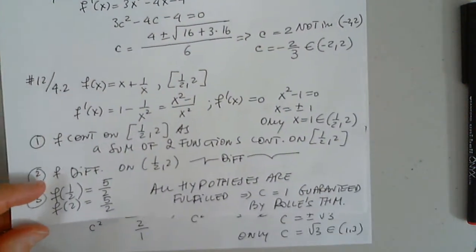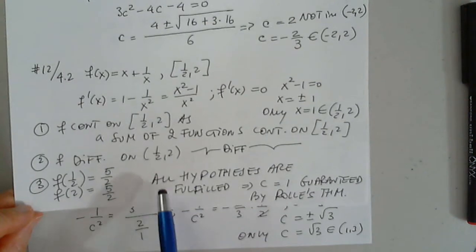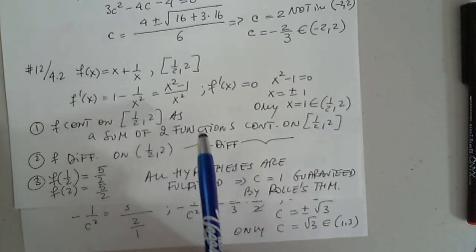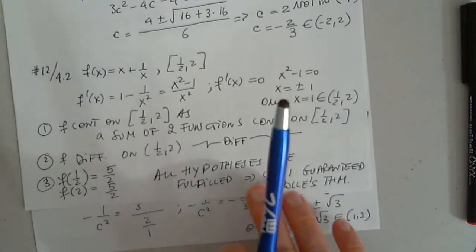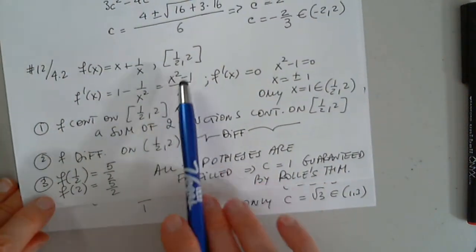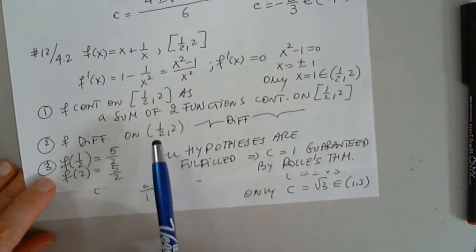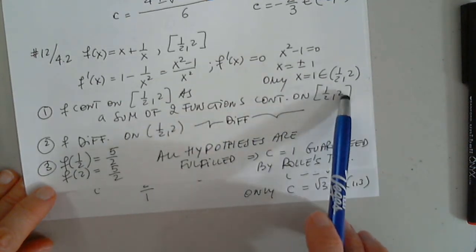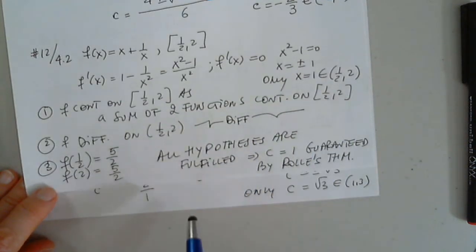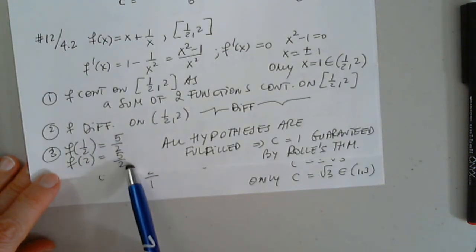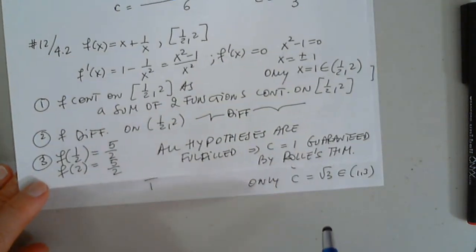And the next one, the same. We were asked to use Rolle's theorem to find c guaranteed by Rolle's theorem, and it's continuous on the closed interval 1/2, 2. It's differentiable at least on the open interval 1/2, 2, as functions that are continuous and differentiable on that interval. And f of 1/2 is 5/2 and f of 2 is 5/2, so all hypotheses are fulfilled.